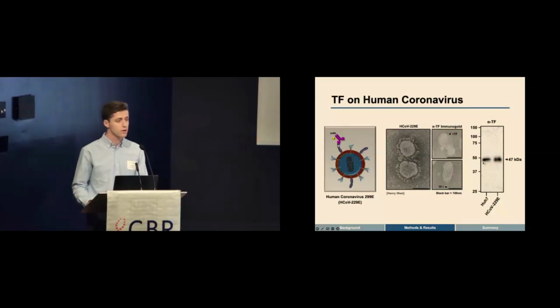On the right here, we've also done immunoblot analysis for the cells that this HCoV-229E is produced in, so Huh7 cells, as well as the purified virus preparation itself. So they both have the expected molecular weight band present for tissue factor. So following identifying antigen, the next step was to look at whether or not tissue factor activity was seen here.